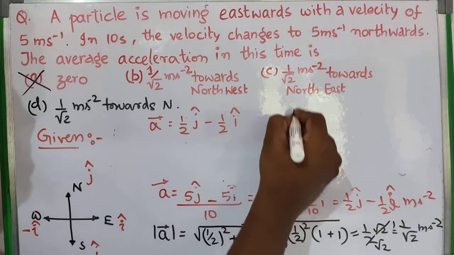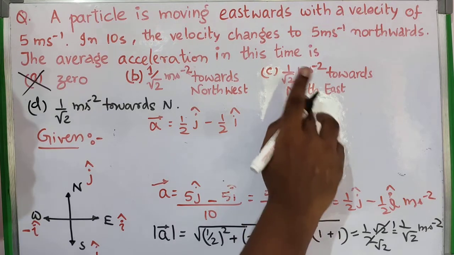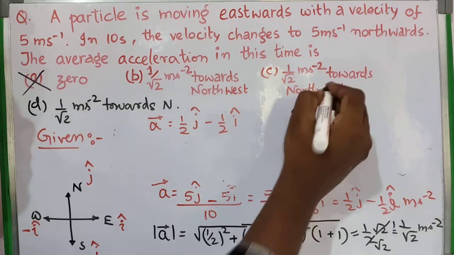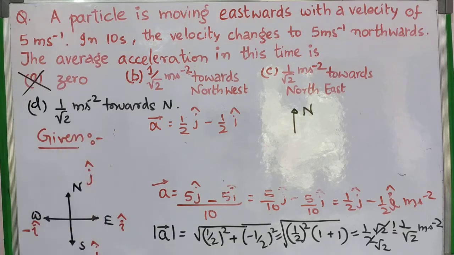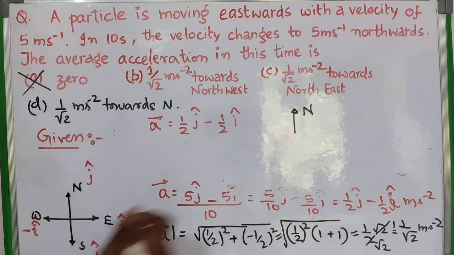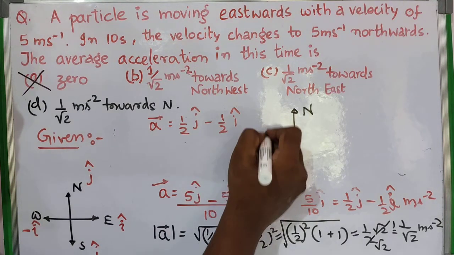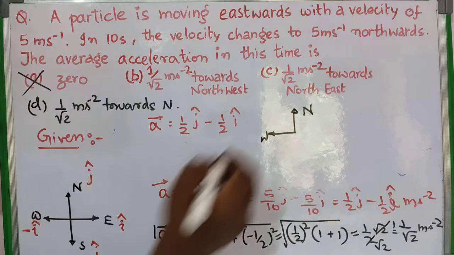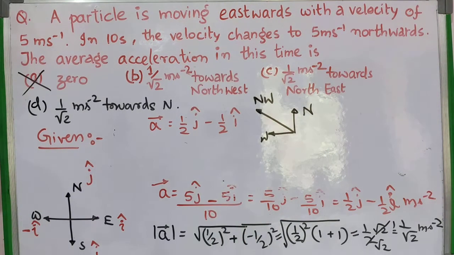So j is the positive y-axis. Instead of positive y-axis, let me write it as north. Positive y-axis, north. And minus i means which direction? West direction. Minus i, west direction. So the resultant will be in which direction? The resultant will be in northwest direction.